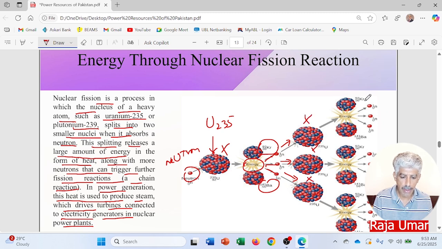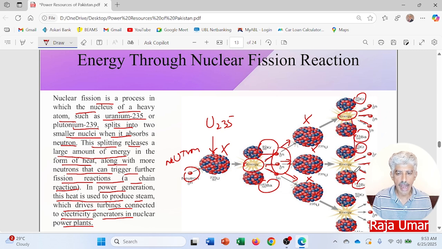again into krypton and barium, and again a lot of energy is released, with releasing 3 neutrons from each breaking down of the uranium atom, and in this way the chain reaction starts from 1 neutron to 3, and from 3 to 9, 9 to 27, 27 to 81, and so on.